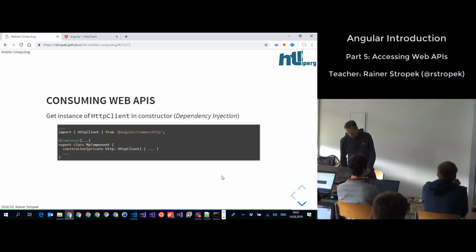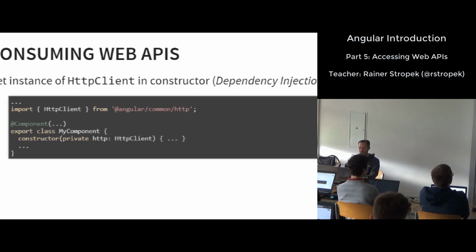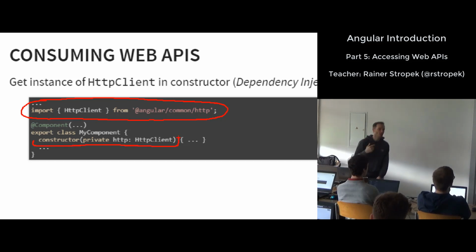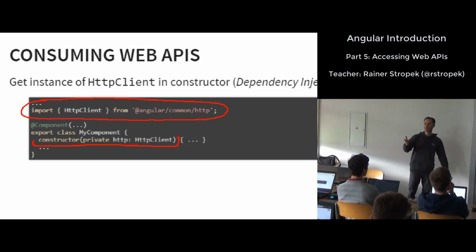The next thing that you have to do in order to access an HTTP web API is you have to import HTTP client in your component. So the component that wants to access the HTTP API needs to have this HTTP client, and now take a close look here. This one. It is the constructor of the component class. You know what a constructor is, right? It is a method that is called as soon as the object, the instance of the class, is created.